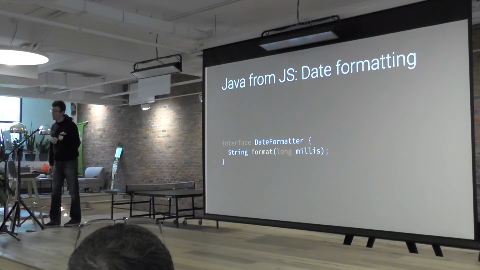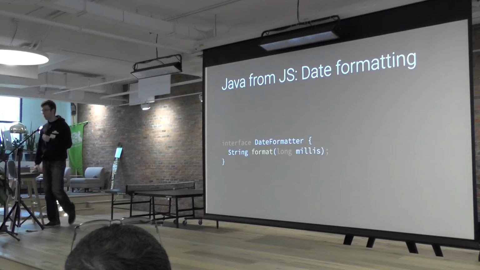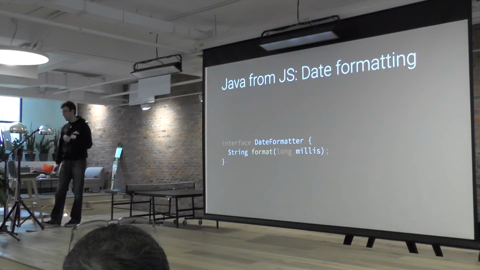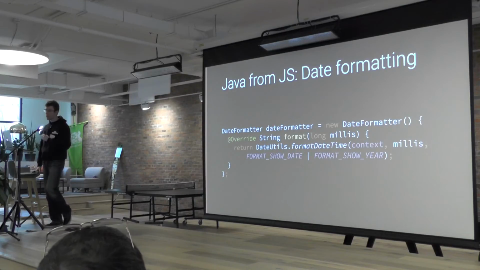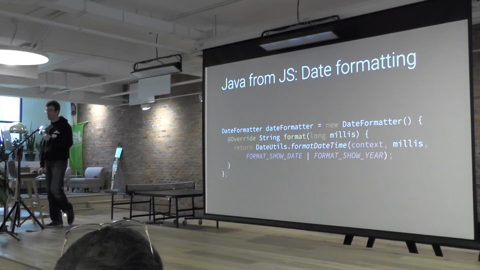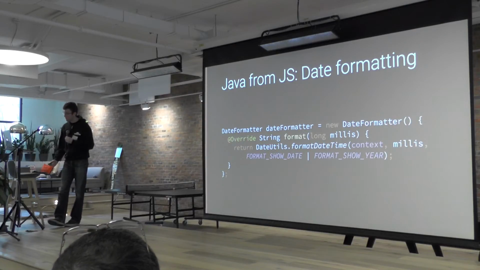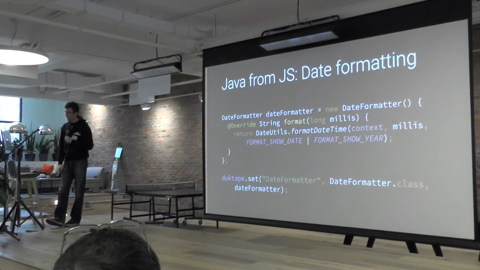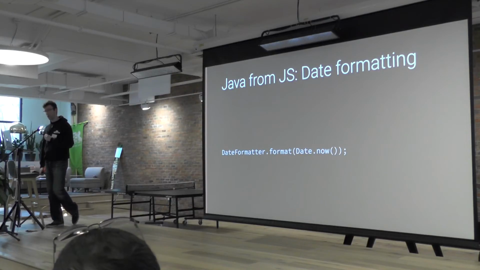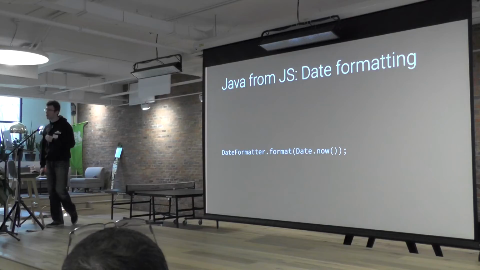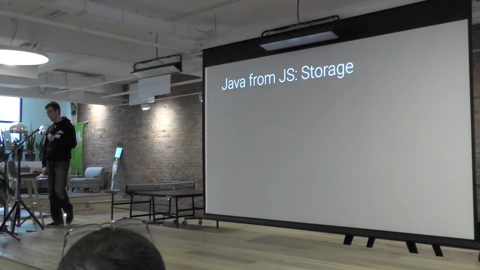So we have this interface called date formatter, with a method called format, which takes in a time in milliseconds and returns a string. You create an implementation of this, which calls into this very handy format date time method on date details, which formats the date according to the user's preference. And then once again, you call set to hook that up. So now your JavaScript is able to call out to Java and format the date using the user's preference.